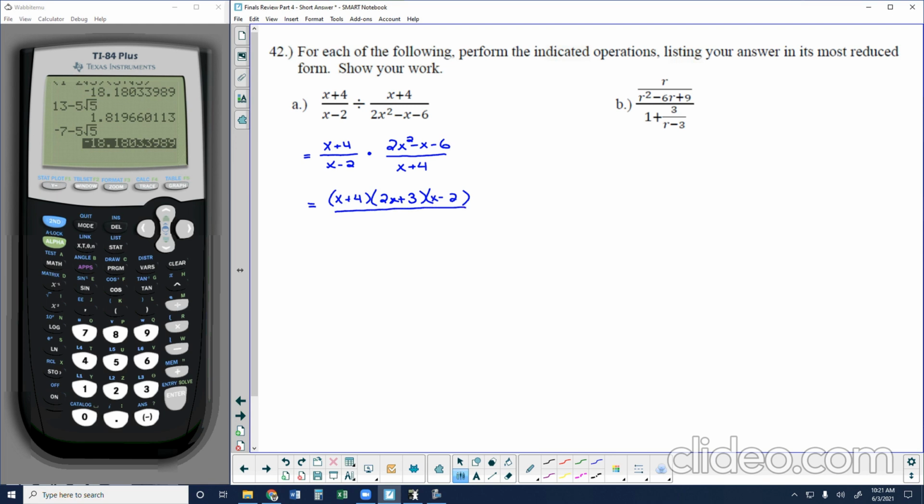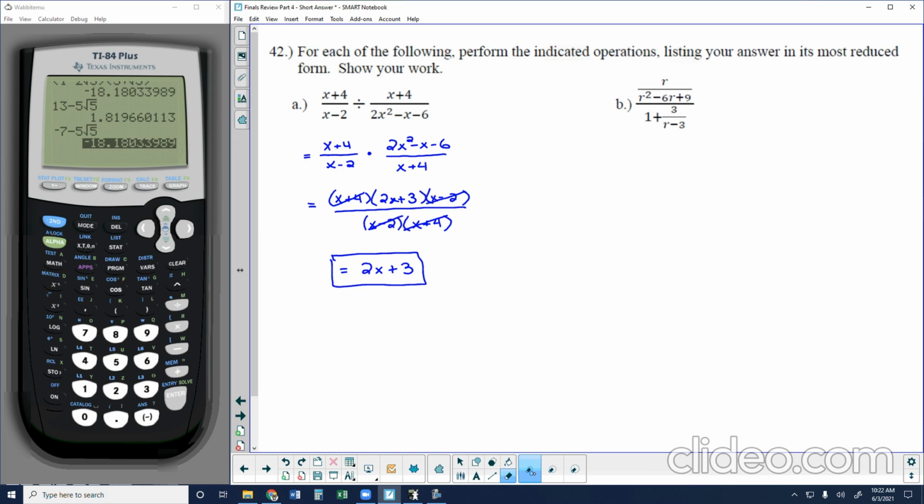Now, I can simplify this by comparing factors in the numerator to factors in the denominator. Factors in the numerator that are equivalent with those in the denominator would divide out, and so the end result would be 2x plus 3. And this would be where, if we wanted to, we could look at domain restrictions where x cannot equal 2 and x cannot equal negative 4, but that's something we'll come to later when we start looking at solving equations. So if you just listed this as 2x plus 3, that would certainly be okay.